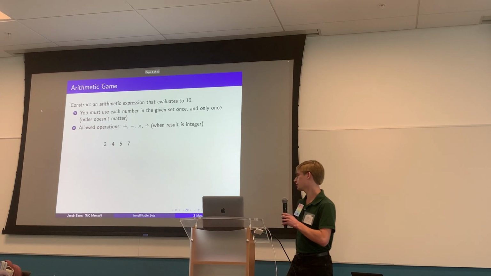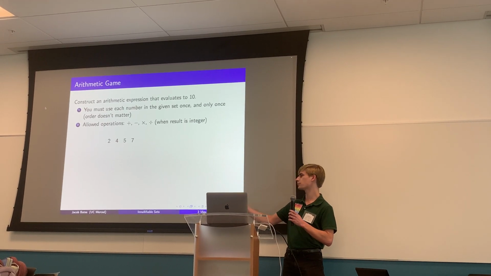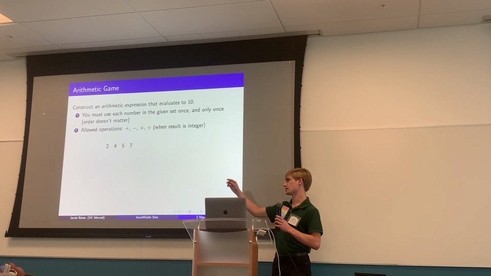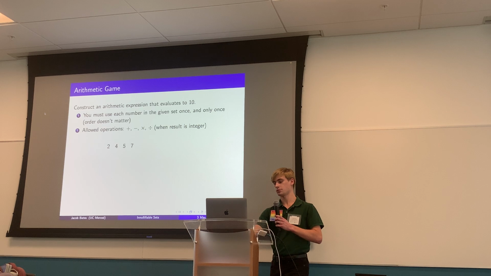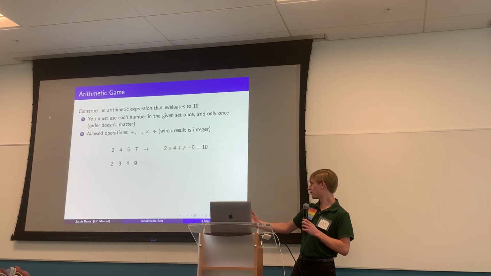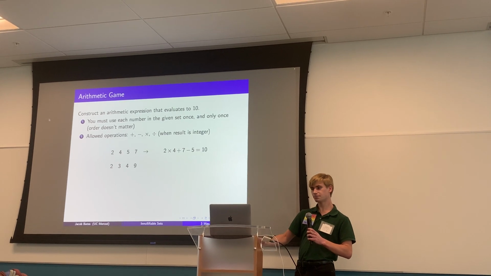I'll just do this example first. I can see that 2 times 4 will give me 8. And if I just get a 2, which I can get from 7 minus 5, I can add those together. This will give me 10. So that looks like this. I'll give you this example. I'll give you a moment to think about it.